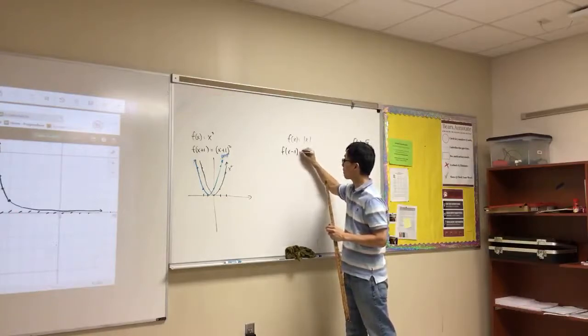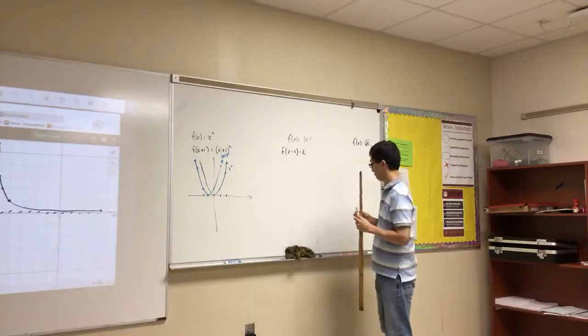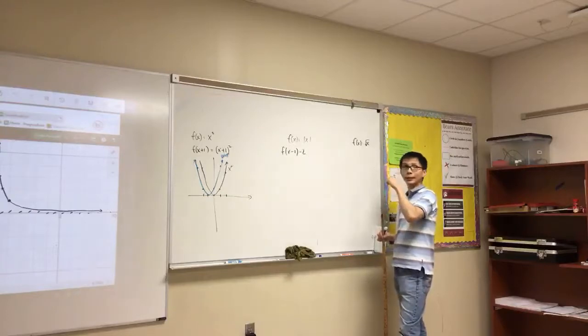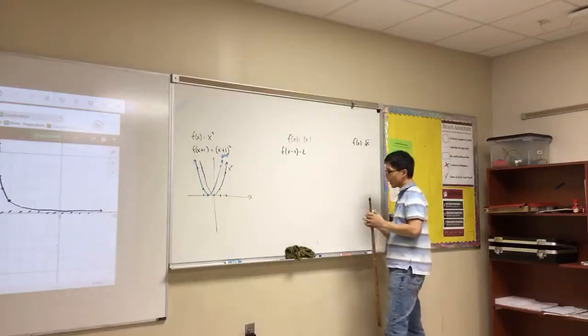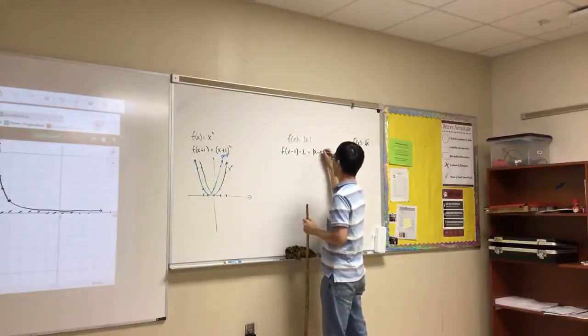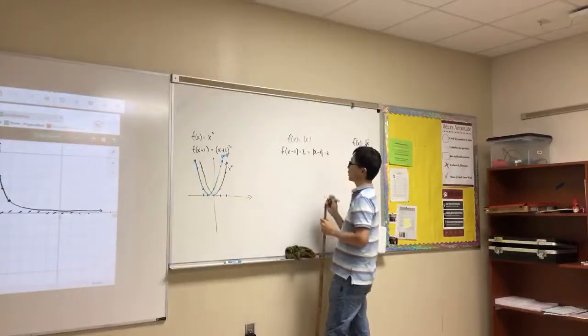What do you think this graph looks like? To the right one, and down two. It moved to the right, yeah. To the right 1, and then down 2. So basically that's what the graph does, because this one is actually absolute value of x minus 1, minus 2. Does that make sense?